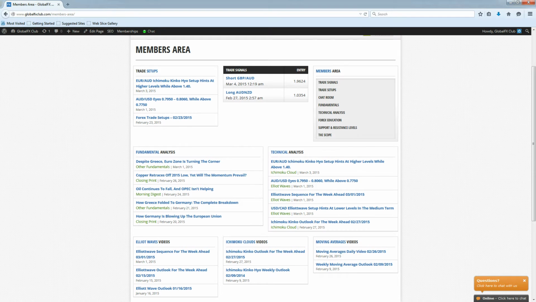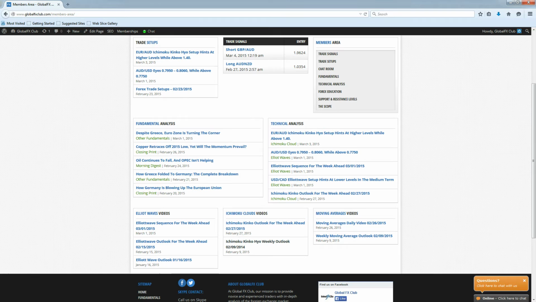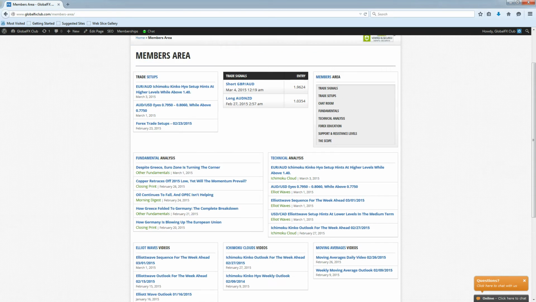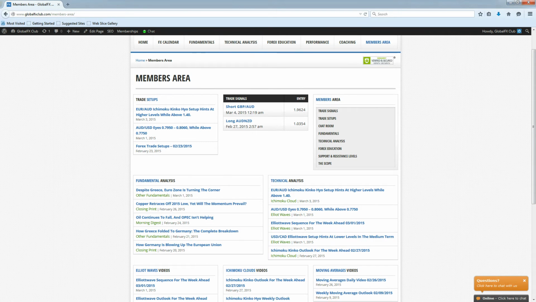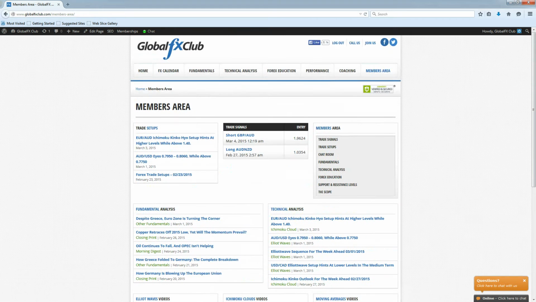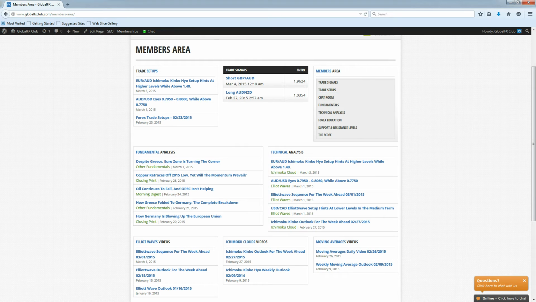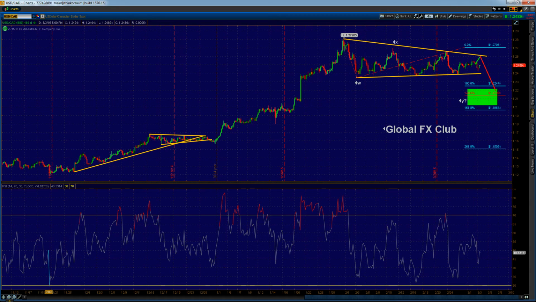At the same time, we have the 3 types of videos that we do frequently: the Elliott waves, Ichimoku, and moving averages. That stays pat, and we'll be more active as well on key support resistance levels as well as the scope. Okay, so this is all in the members area, so feel free to have a look around and keep a close eye out on the market. So let's jump right into the swing of things and look at those 2 trade setups.